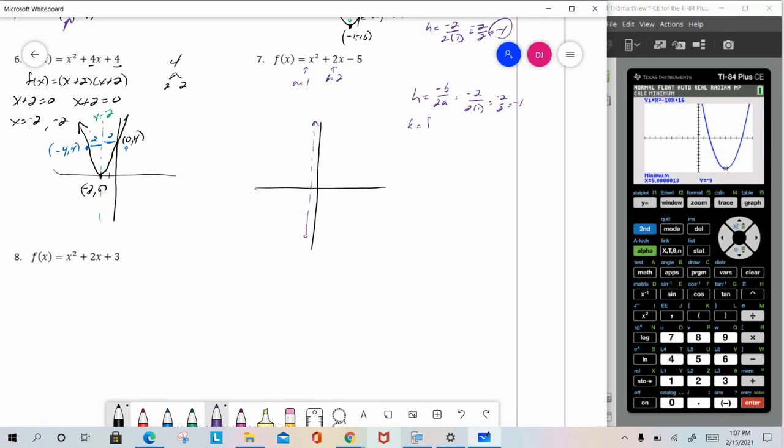To find k, I'm going to do f of -1, which is -1 squared plus 2 times -1 minus 5. That's 1 minus 2 minus 5, which is -6. So right about there, -1, -6 is my vertex. And my parabola is concave up.